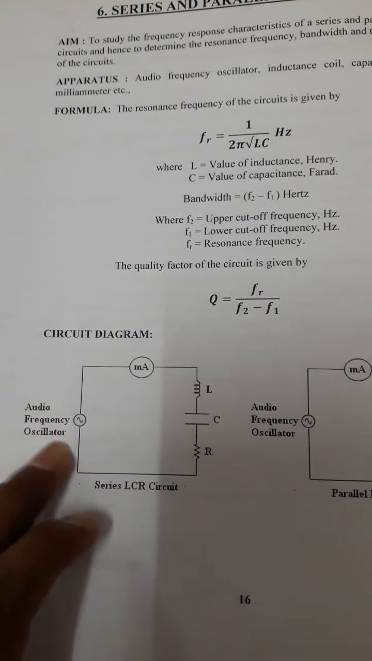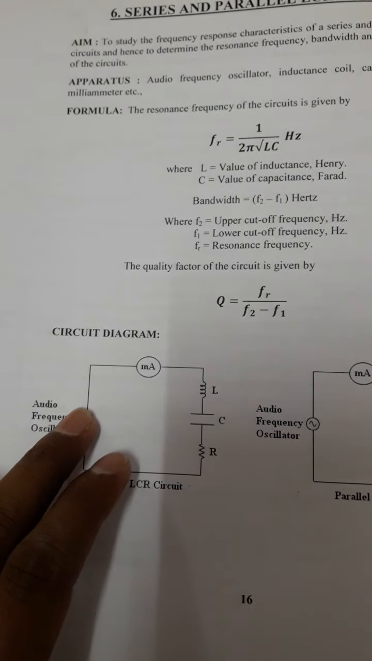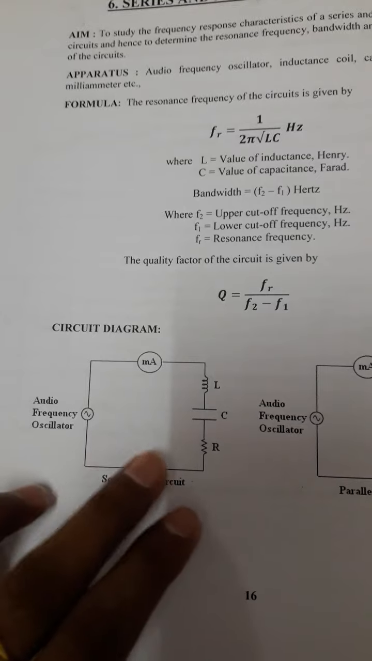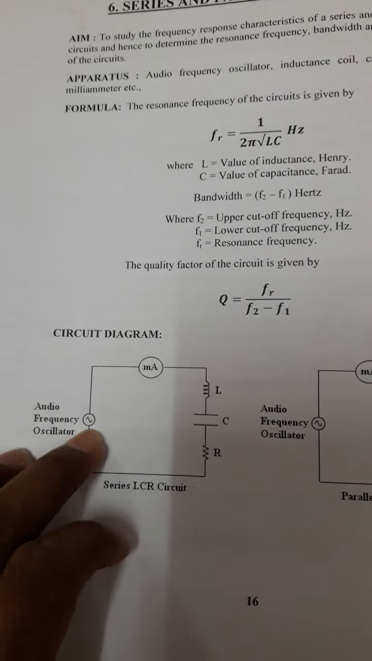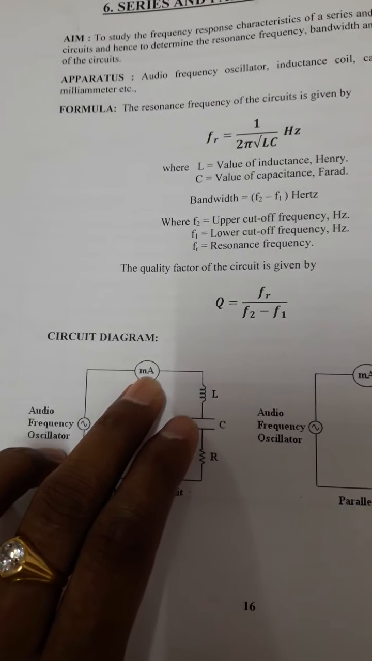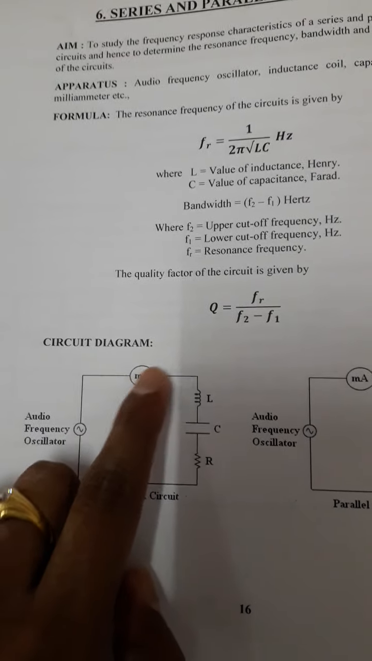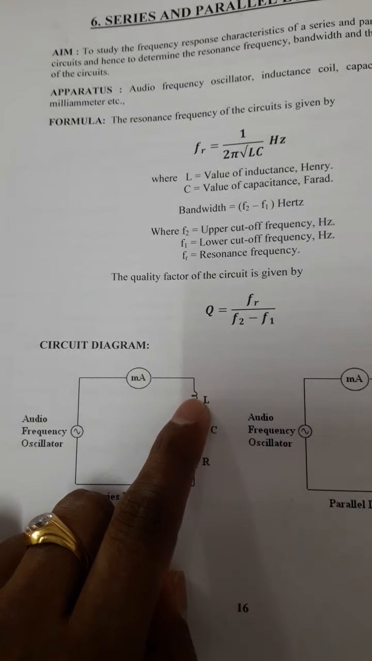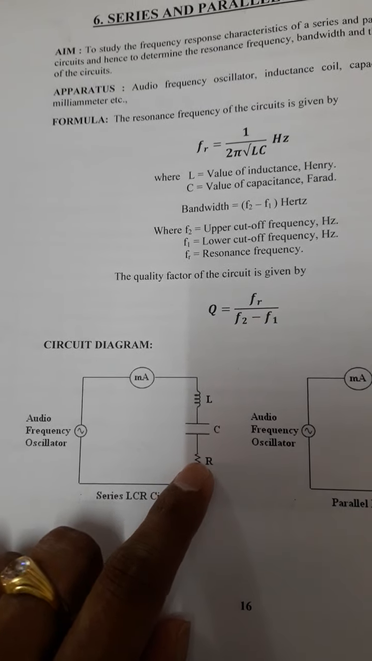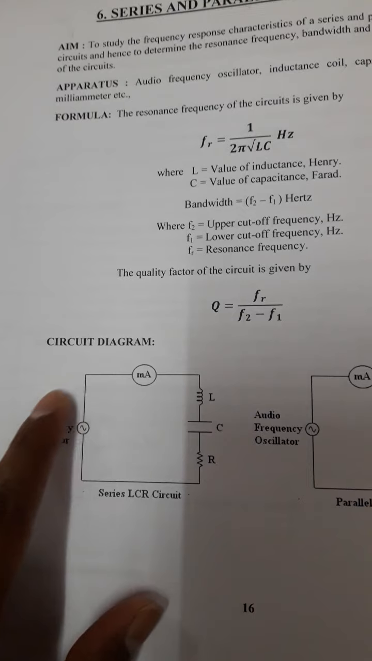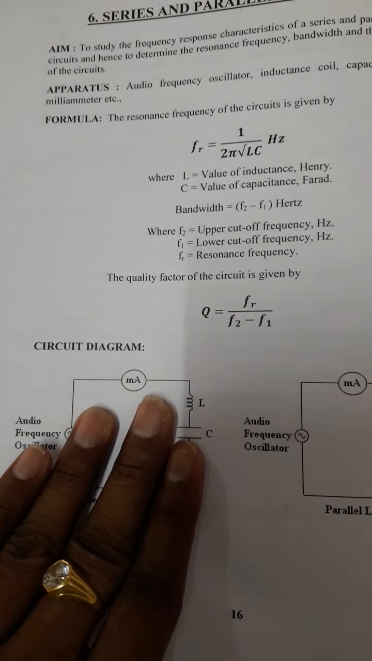What is the application of the audio frequency oscillator? From this audio frequency oscillator we are applying frequency to the circuit. Then after applying a frequency to the circuit, what do we measure? The current value, through the milliammeter. It means that here we have to connect the milliammeter, here the inductor, here the capacitor, here the resistor, and in this place the audio frequency oscillator. This is the circuit diagram.